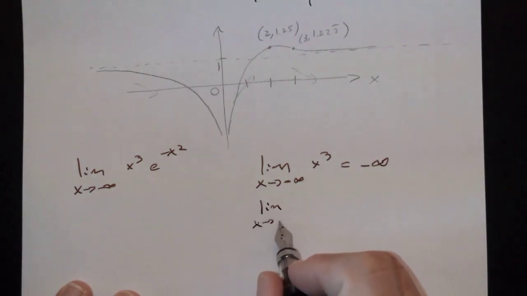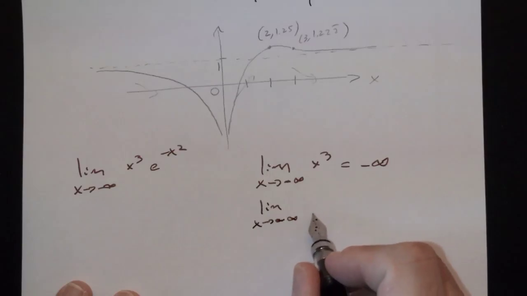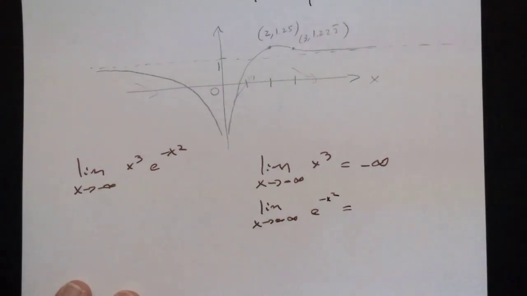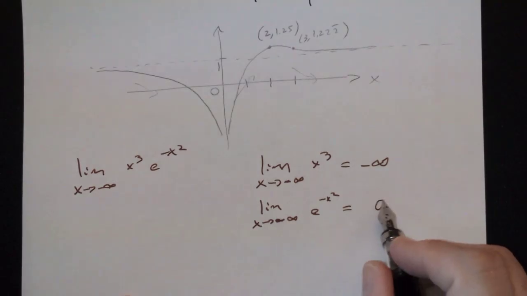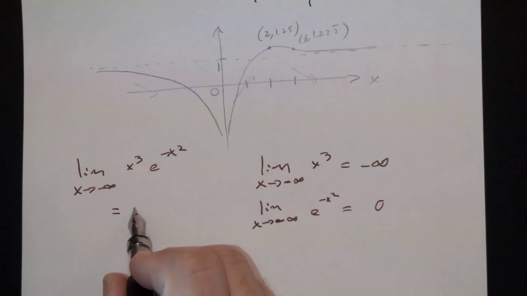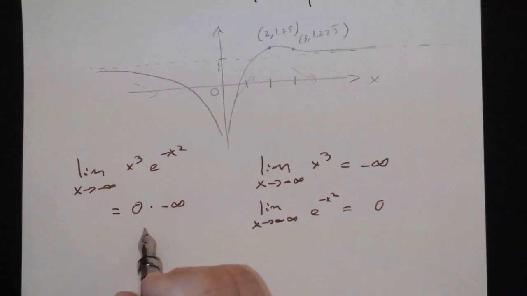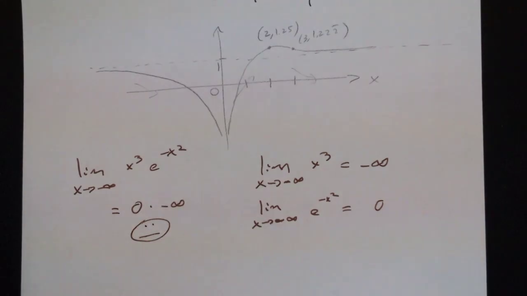Limit as x goes to negative infinity, e to the minus x squared. Okay, wait a minute. That's e to a negative something. There's my graph of e. What happens as x goes to the negative side? So this is really 0 times negative infinity, and that sucks.